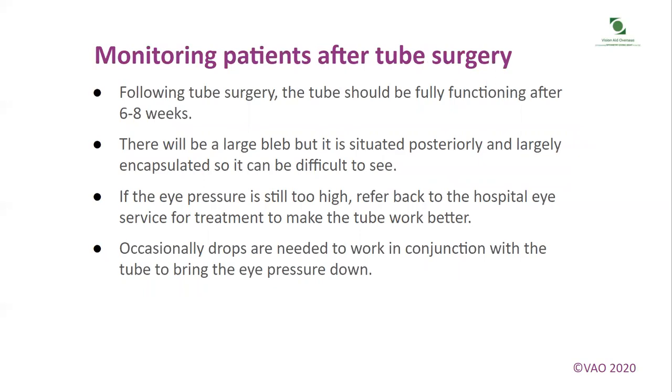Following tube surgery, the tube should be fully functioning after 6 to 8 weeks. There will be a large bleb, but it is situated posteriorly and largely encapsulated, so it can be difficult to see. If the eye pressure is still too high, refer back to the hospital eye service for treatment to make the tube work better. Occasionally drops are needed to work in conjunction with the tube to bring the eye pressure down.